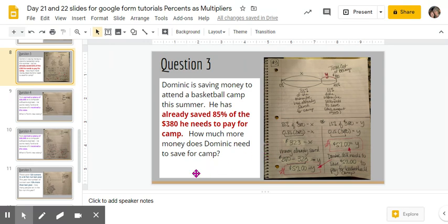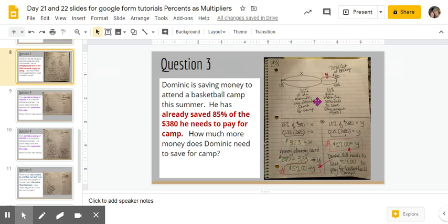And that's not really what the question's asking for. The question's asking, how much more money does Dominic need to save for camp? So I'm going to subtract from the total, 380 minus 323, and that gives me $57 that is left, and that's what's needed to be saved.